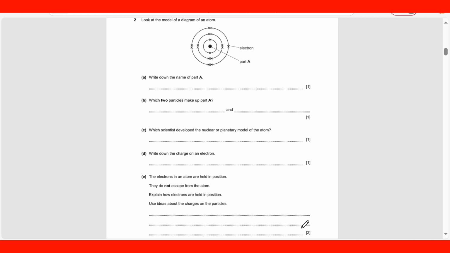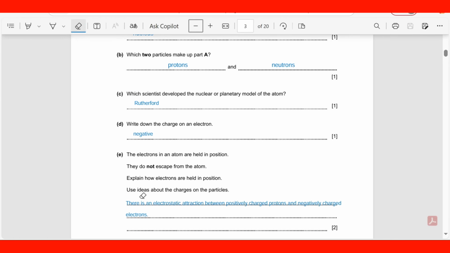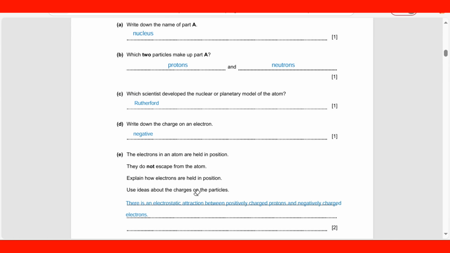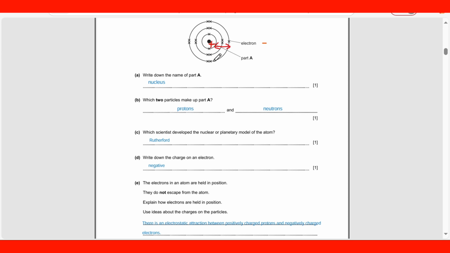Okay guys, let's check out the answer. If you need some more time, you may pause this video. There is an electrostatic attraction between positively charged protons and negatively charged electrons. So we see there's a positive charge on the proton and a negative charge on the electron, so they attract each other. So that is the reason. We hope it's clear. Let's move on.